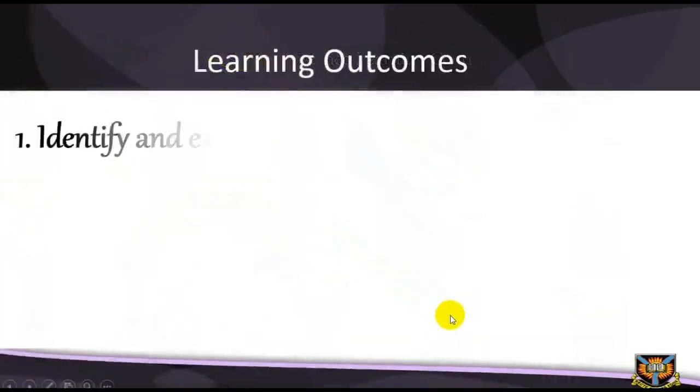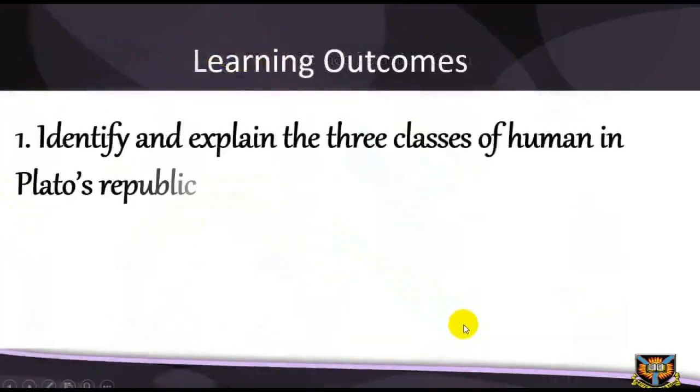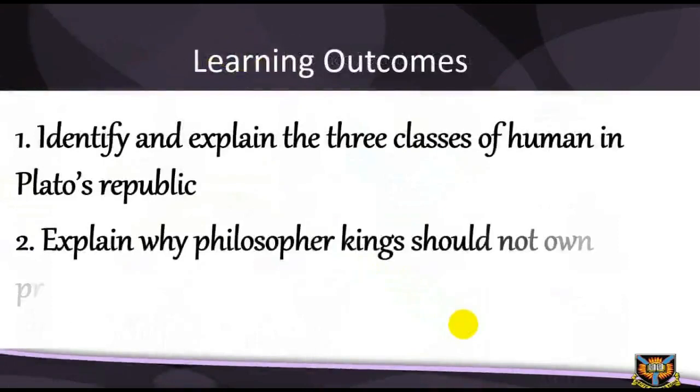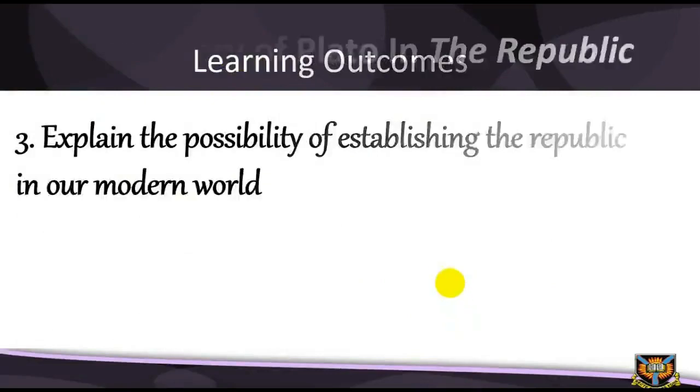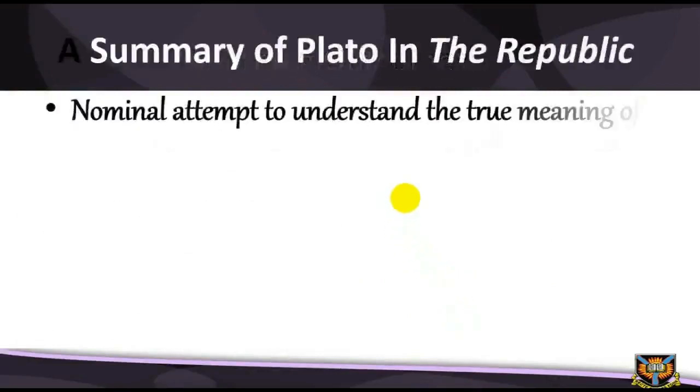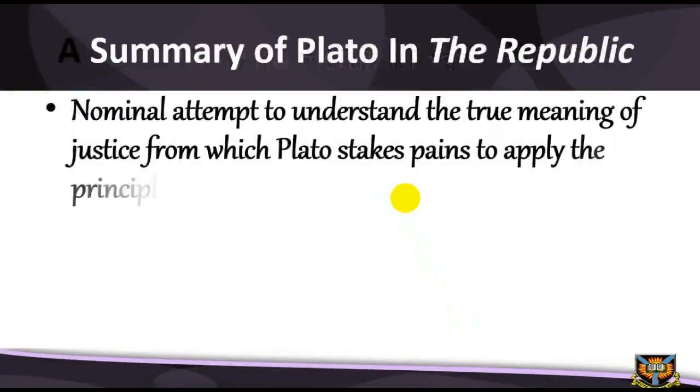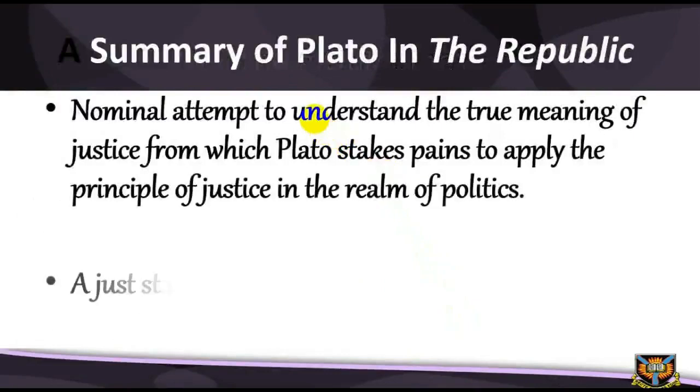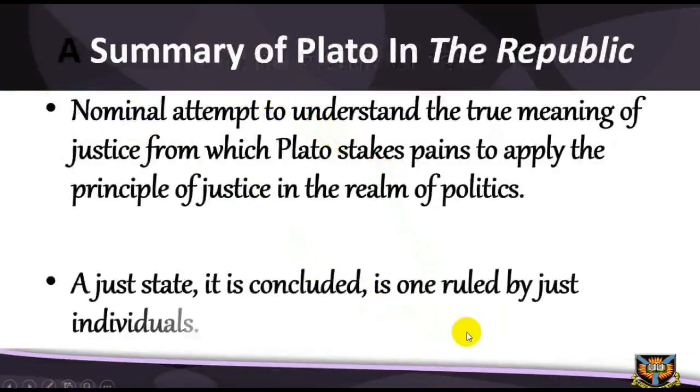The book opens with a nominal attempt to understand the true meaning of justice, from which Plato takes pains to apply the principle of justice in the realm of politics. A tentative conclusion that justice is giving everyone his due is then followed by a strong effort to identify the just state. A just state, it is concluded, is one ruled by just individuals. This then sets the additional problem of identifying not only the just state, but also the just individuals.